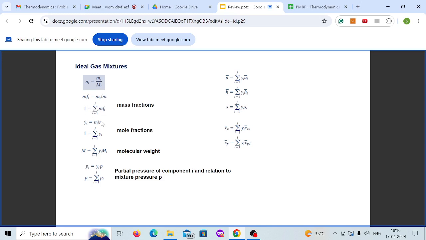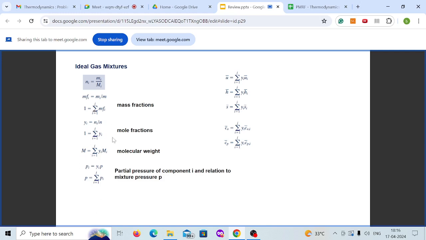Then similarly you can define mole fraction. Mole fraction is the number of moles of a component divided by the total number of moles, and again the summation of each of the mole fractions will sum out to be equal to 1. So the molecular weight of the mixture is defined as the summation of mole fraction into molecular weight of all the components, so summation of yi into Mi. The product of mole fraction and molecular weight of all components gives you the molecular weight of the mixture.